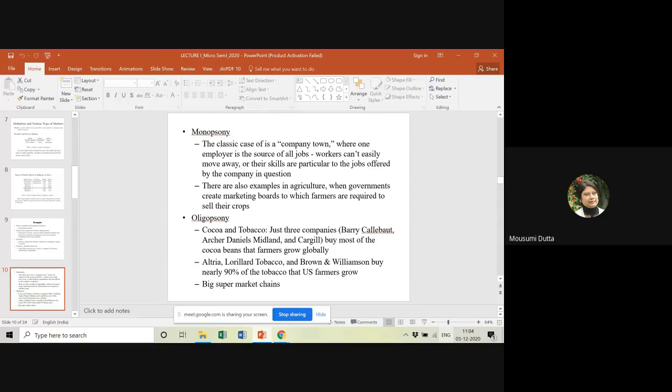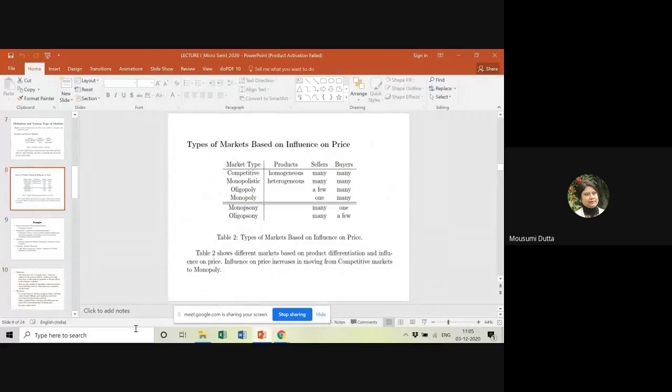So big supermarket chains are doing all these things, purchasing the commodities from different types of sellers, and then they are putting their own price tag and selling the commodities in the market. Okay. So this is the idea about different types of markets.